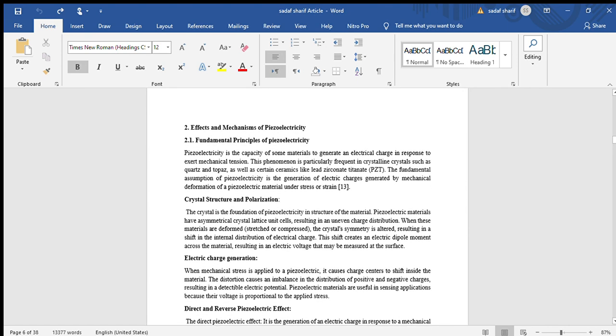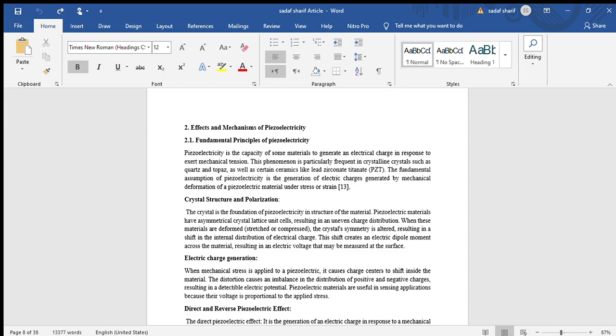Now, what is the effect and mechanism of piezoelectricity? Its fundamental principle: piezoelectricity is the capacity of some materials to generate an electric charge in response to applied mechanical tension. This phenomenon is particularly frequent in crystals such as quartz and topaz.